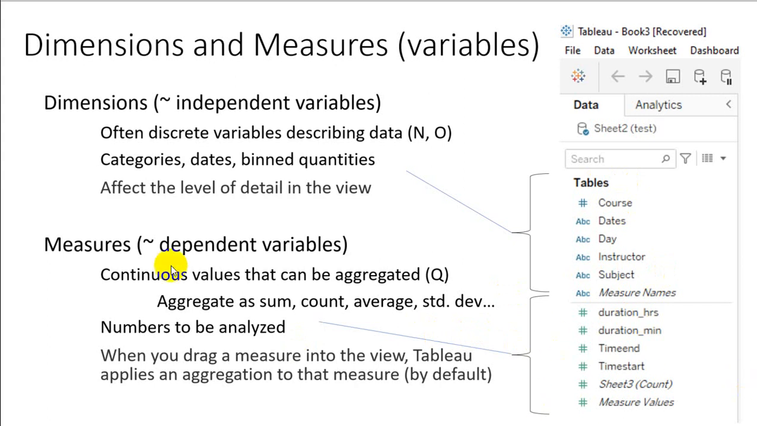The lower section are the measures. These are the dependent variables. They're always continuous values that can be aggregated. These are our classic quantities. These are basically the things you want to be analyzing about your data. And it's important to know that when you drag a measure into the view, Tableau's automatically going to apply an aggregation to whatever measure it is. Okay?